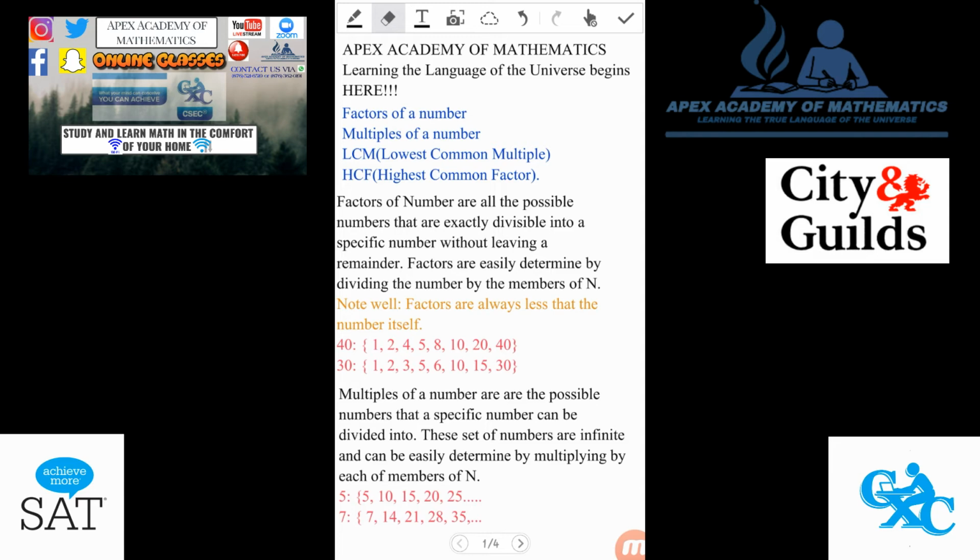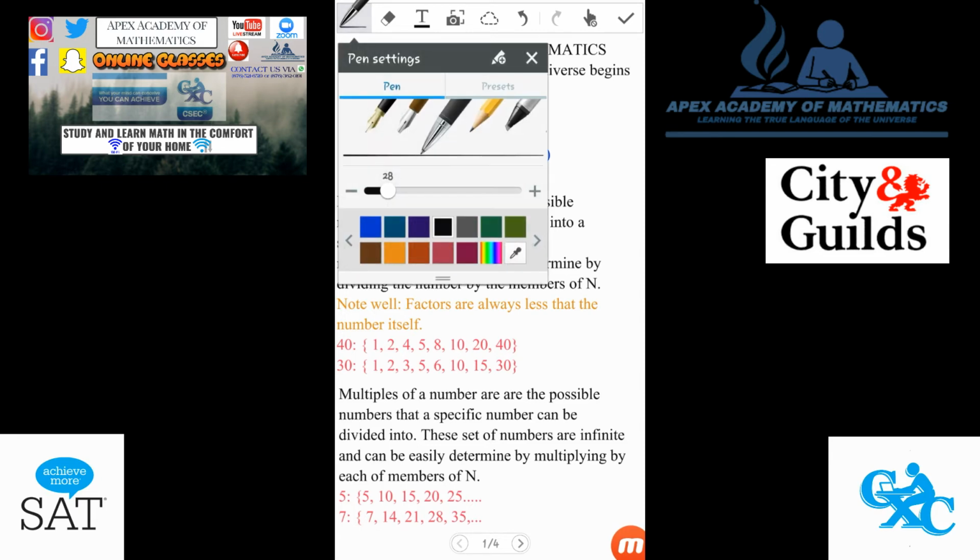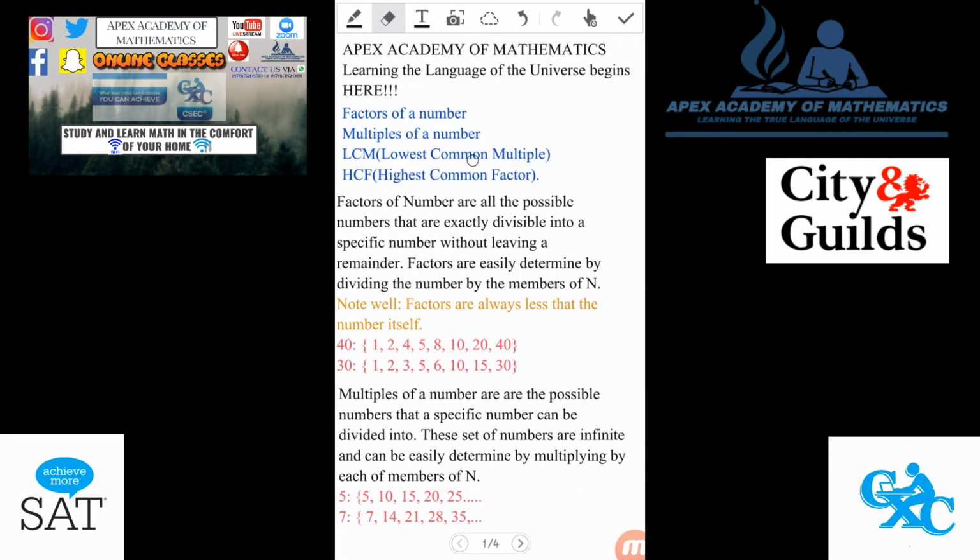Now, how can we connect the idea of factors of a number and multiples of a number to lowest common multiple and highest common factor? Notice that here, lowest common multiple has the word multiple in it. So it must mean that the number is connected to the multiple of a number, lest it would not have the word multiple in it. And HCF, if it has the word factor, it must mean that that's connected to that to some extent, and this is connected to that to some extent. Let's take a look at how they're related.